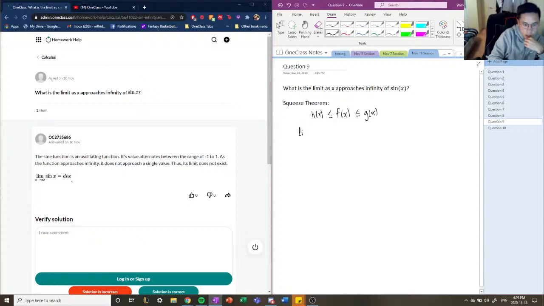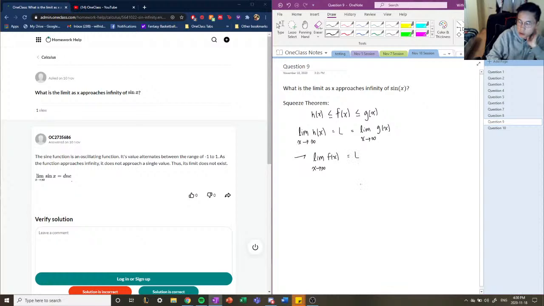And if the limit of h of x as x approaches, let's say, infinity equals L, and also the limit as x approaches infinity of g of x also equals L, then we know that the limit of f of x as x approaches infinity also equals L.